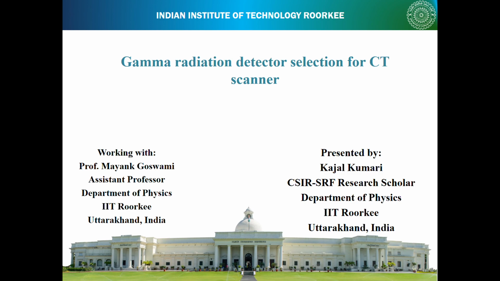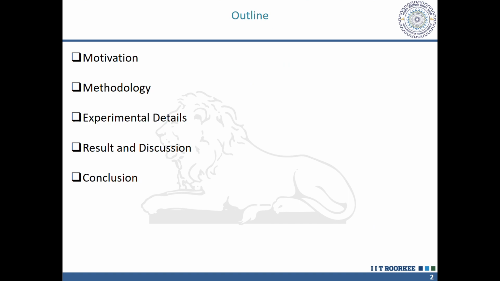In this video, I'm going to discuss my recently accepted research article titled Gamma Radiation Detector Selection for CT Scanner. This is related to the study of the impact of adjacent radiation detectors on scattering noise in the measurement data and their optimal selection. Here is the outline of this presentation that we will talk about in this video step by step.